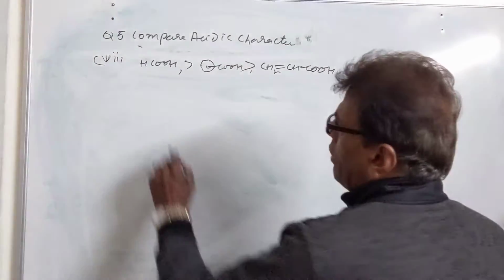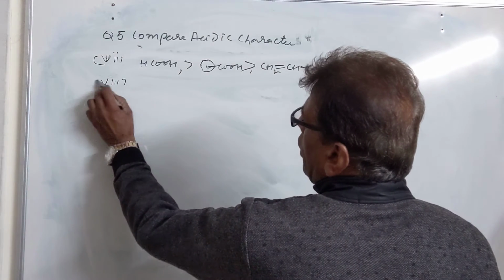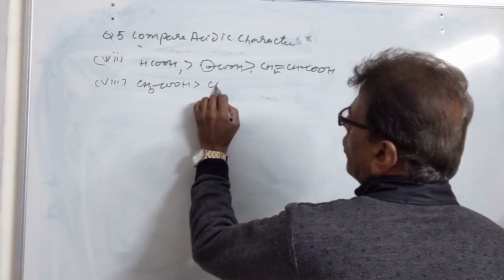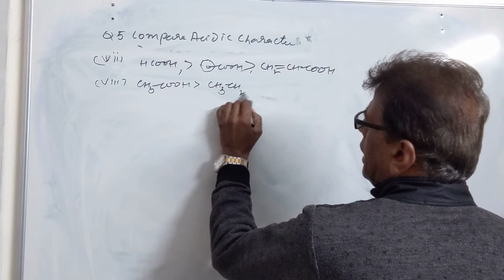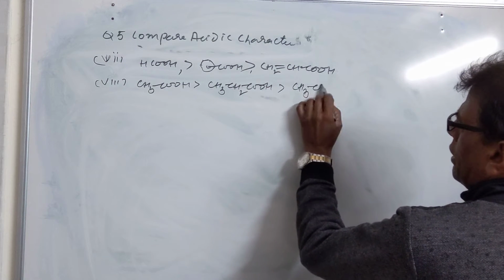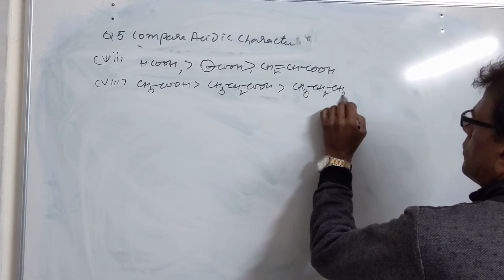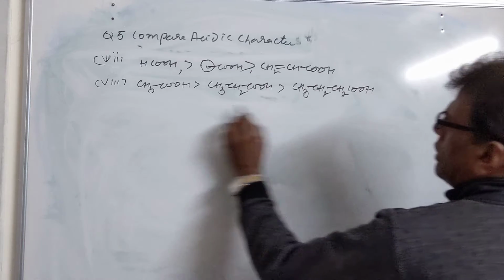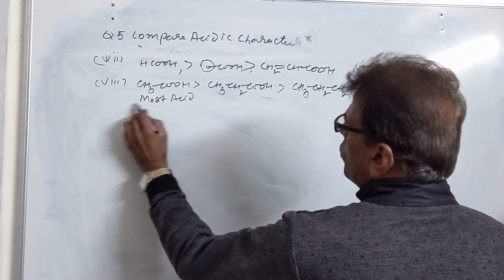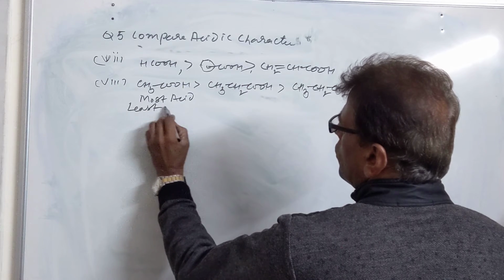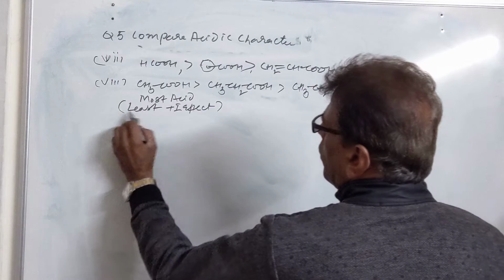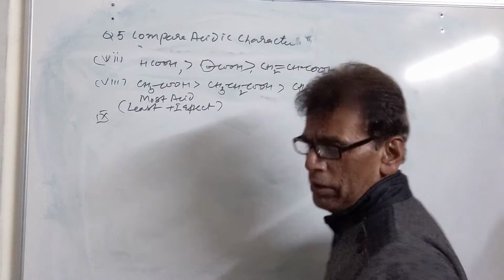If we compare another variety of carboxylic acid, where the number of carbons in the alkyl group is increasing, it will definitely decrease the acidic character. This is the most acidic. Why? It is due to the least plus I effect of methyl. Then we have the ninth comparison.